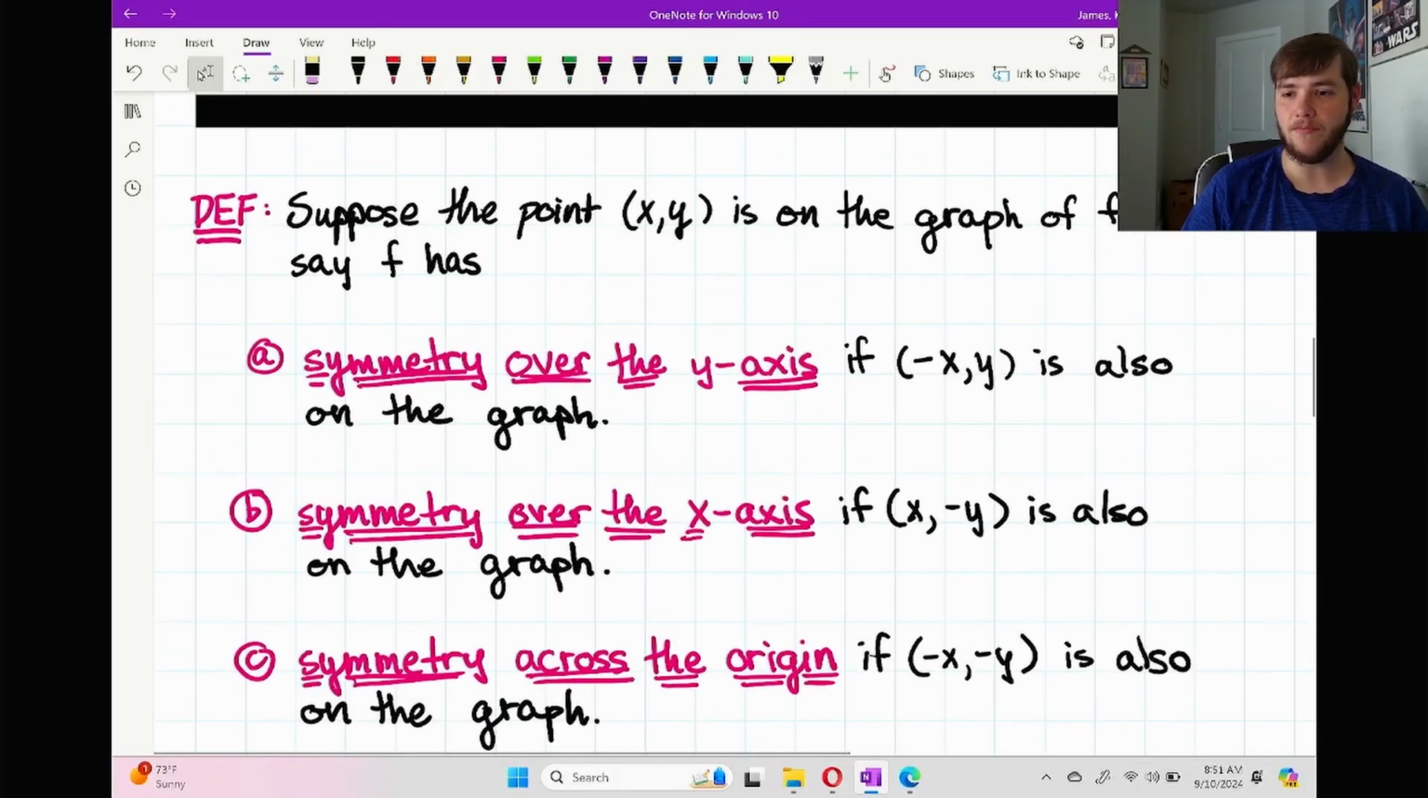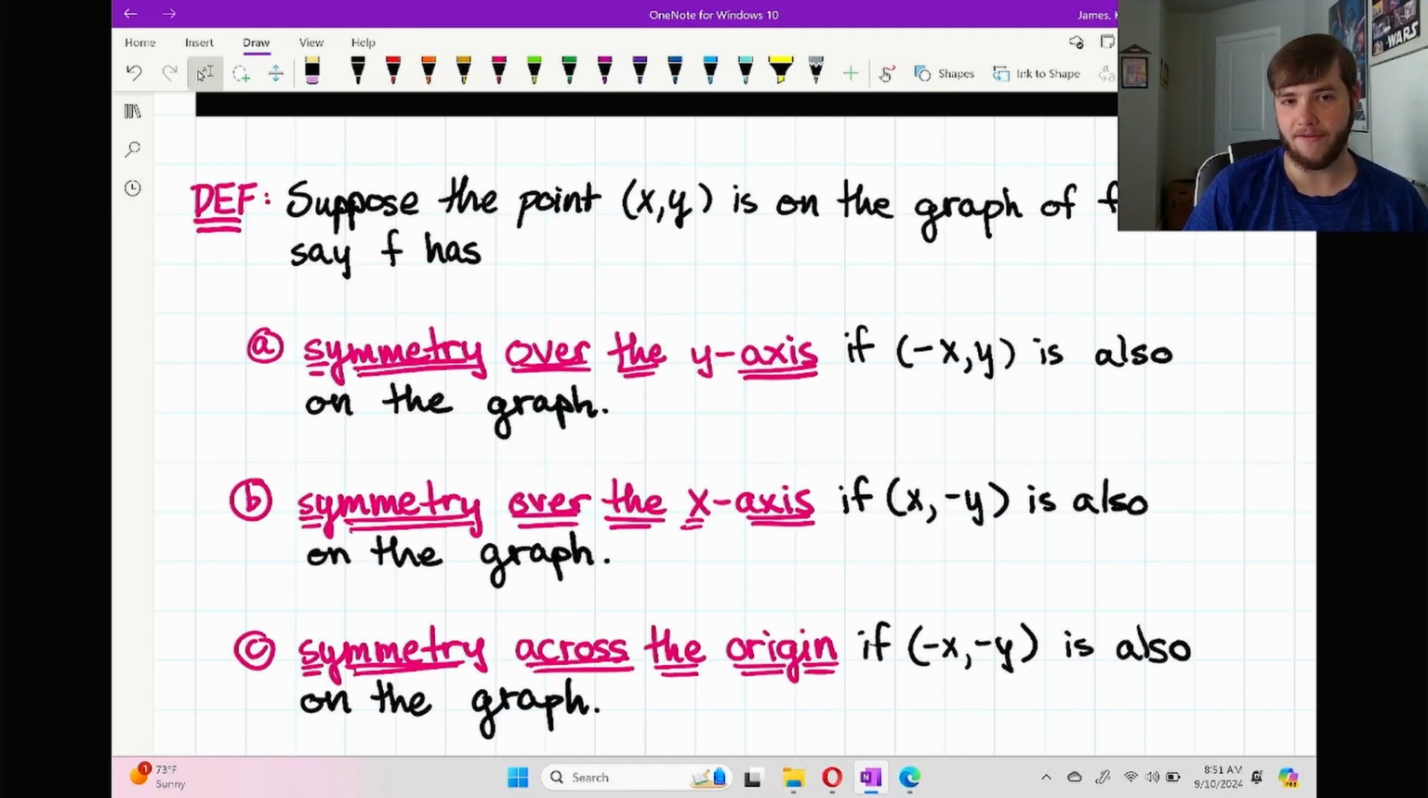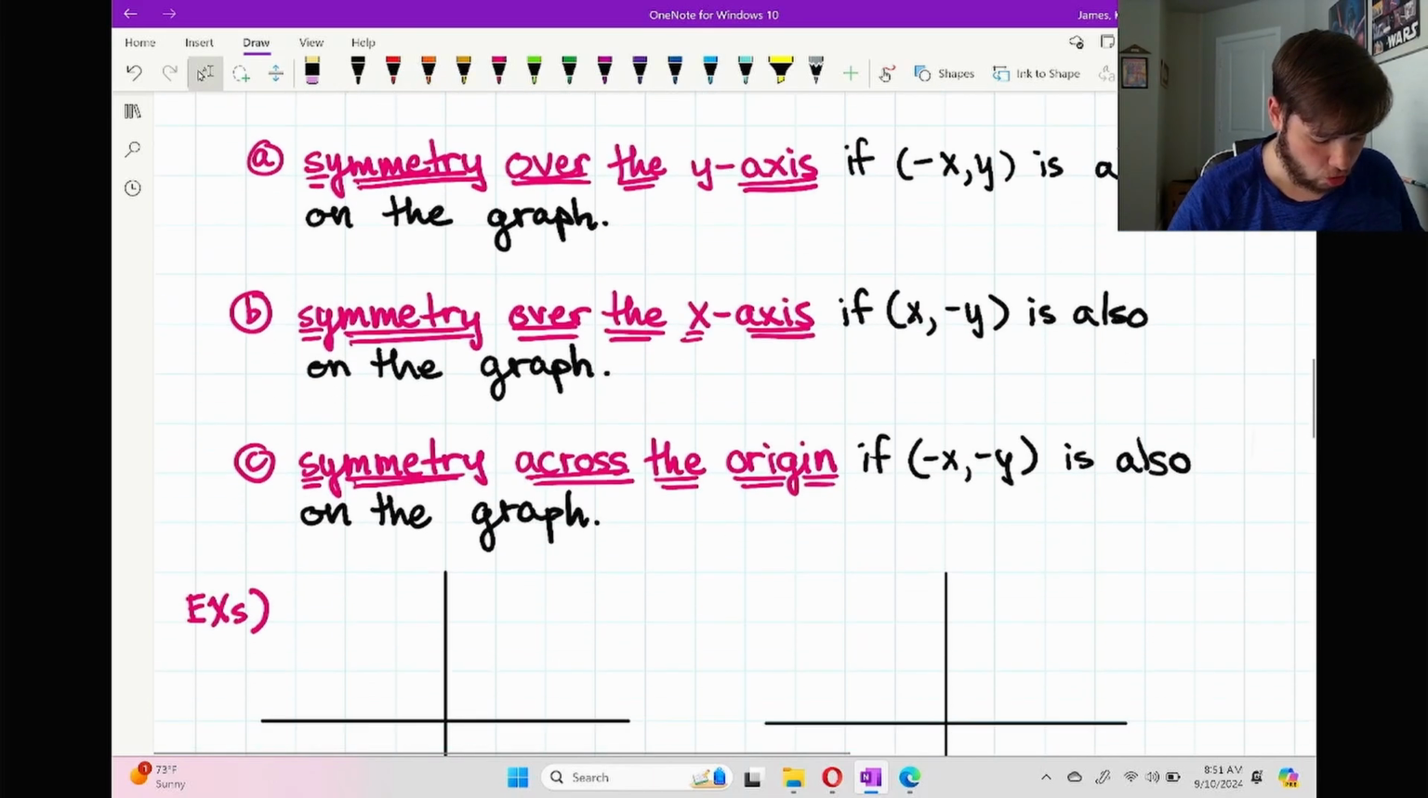Suppose we're looking at some point (x, y) on the graph of f. We say that f has symmetry over the y-axis if (-x, y) is also on the graph. Similarly, we would say it has symmetry over the x-axis if (x, -y) is also on the graph, and it has symmetry across the origin if (-x, -y) is on the graph. Once again, this is an example of where the written definitions don't do a great job of helping you visualize what's going on here. So let's draw some pictures.